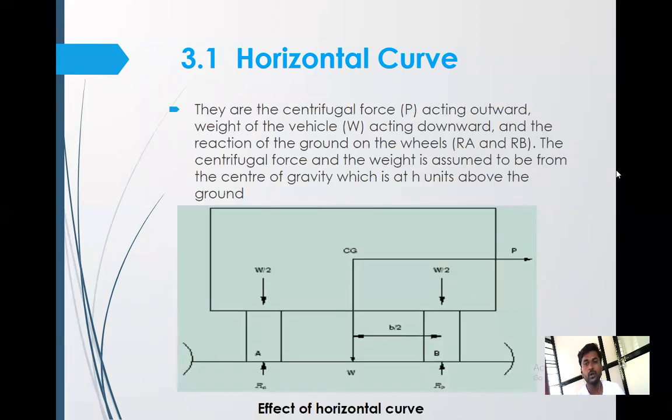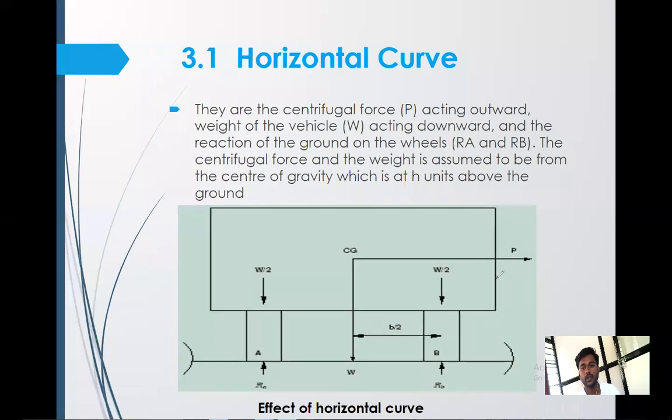They are the centrifugal force P acting outward. See here, the figure shows the vehicle which is traveling on the horizontal curve. P indicates centrifugal force. Everyone please see here, this is a very important figure. P indicates centrifugal force which is acting outward. Centrifugal force will always act outward side.